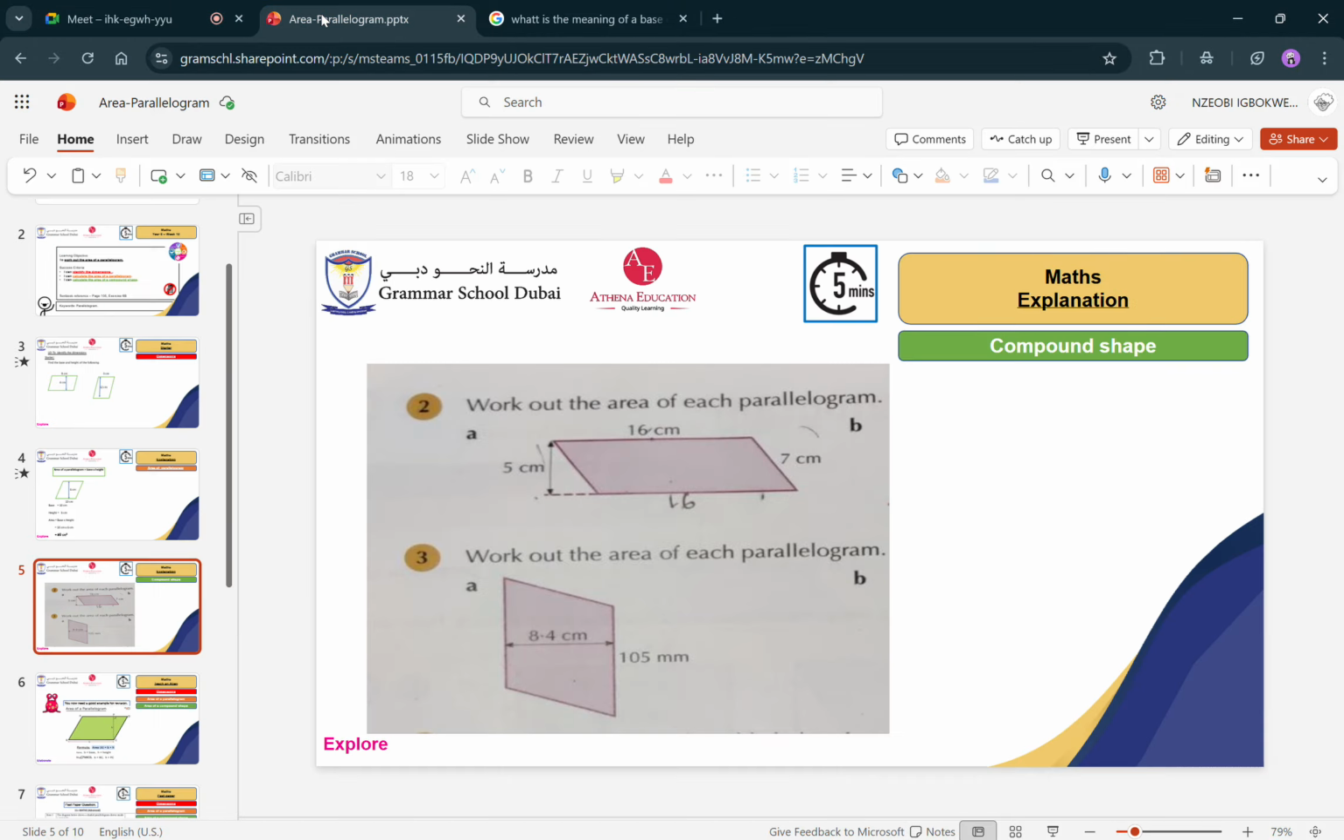So what becomes the area for the second one? They say you should work out the area of each parallelogram. So what's the area for that one? For the A part, what's the area of the parallelogram? Let me go back to the picture. For the A part, my calculation would be, first of all, identify the base, then the height. You say base equals this, height equals this, therefore area equals this times this. You now get the answer. That's how you state your work.